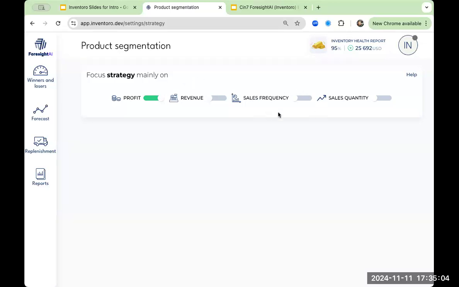I have seen sales frequency be used for car parts. Profit and revenue are maybe not super helpful, but sales frequency of car parts is really showing us what the winners and the faster movers are.